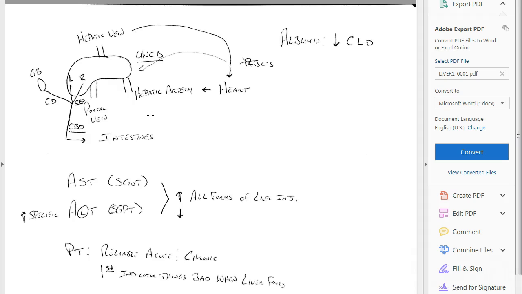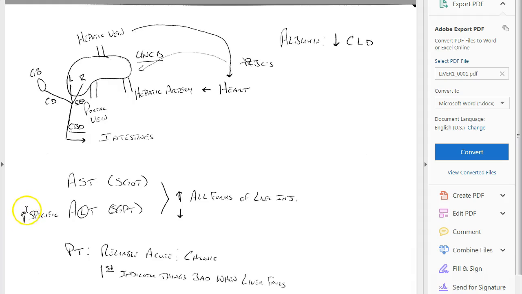It tells you nothing about residual function, which again is why I just said a lot of times it can be completely normal in the setting of liver failure or chronic liver disease, also referred to lots of times as CLD. So, it gets down here. So I have your AST and ALT. So AST will increase with all forms of liver injury, but it tells you nothing about residual function.